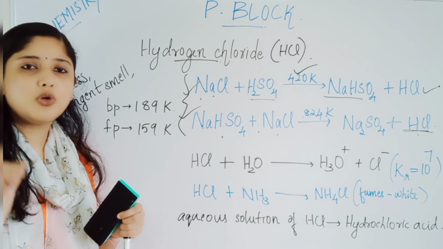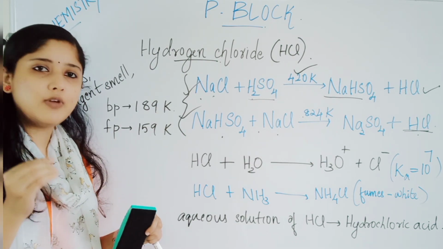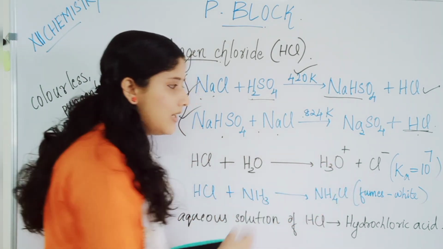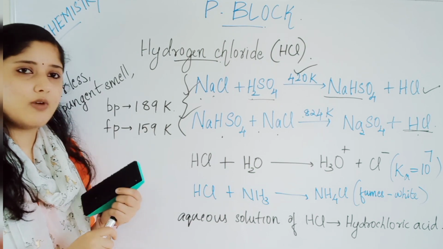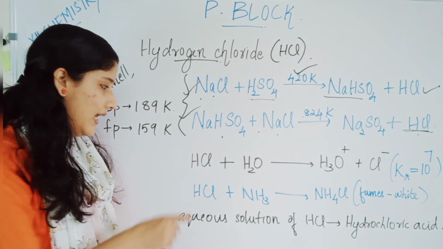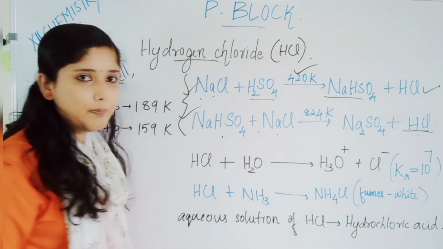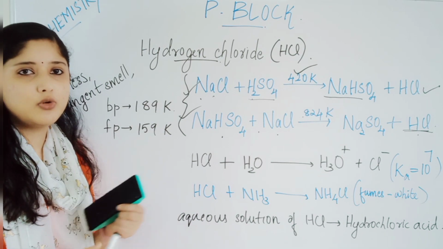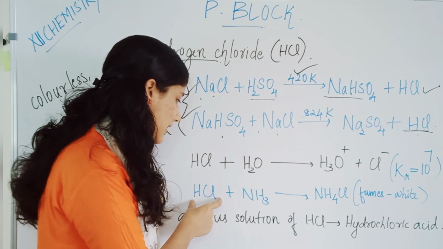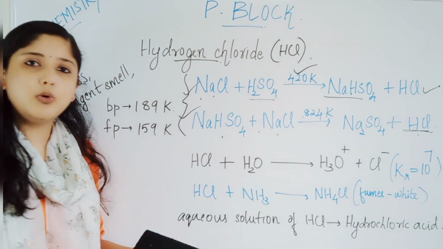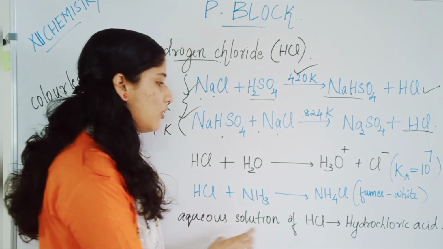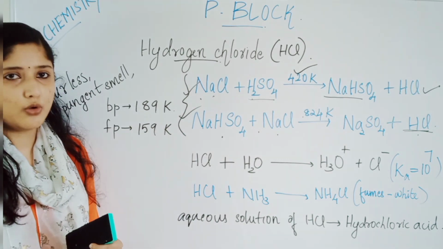The reaction to show the highly acidic nature of HCl is: when HCl reacts with H2O, you obtain H3O plus and Cl minus, where the dissociation constant value is very high, equal to 10 raised to 7. Next, the reaction of HCl with ammonia. You will get ammonium chloride. White fumes will be present when HCl reacts with ammonia to form ammonium chloride, NH4Cl. And already I have mentioned the aqueous solution of HCl is called hydrochloric acid.